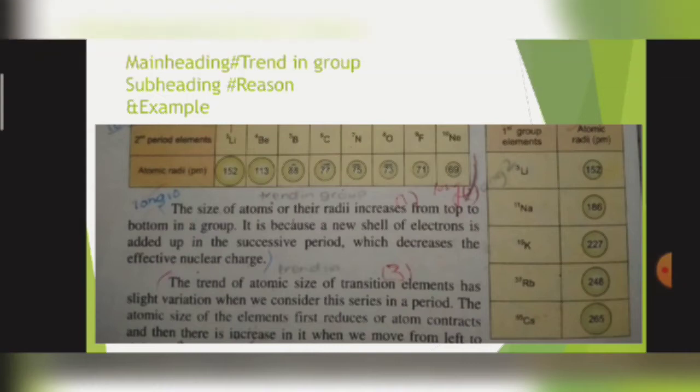The size of the atom increases, and then when we move towards the p block, it again decreases. There are slight variations when we consider a series in the period. The atomic size of the element first reduces, or the atom contracts, and then it increases when we move from left to right in a period. This is due to the involvement of d and f orbitals and their poor shielding effect of the nucleus. What is the shielding effect? We will discuss it in our next topic.